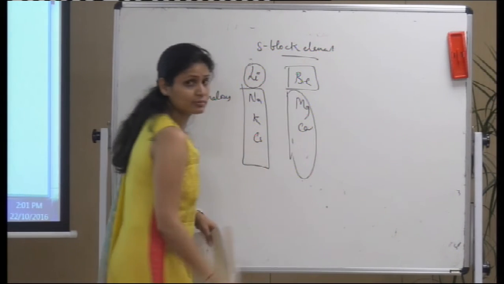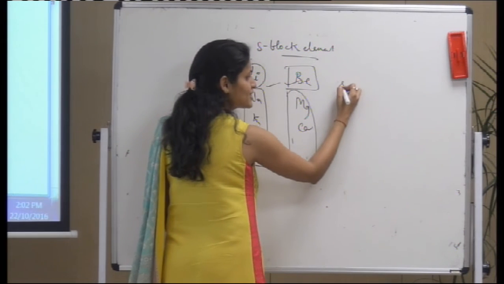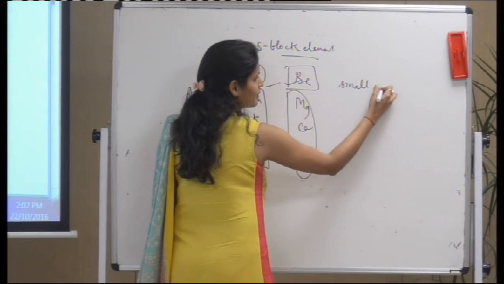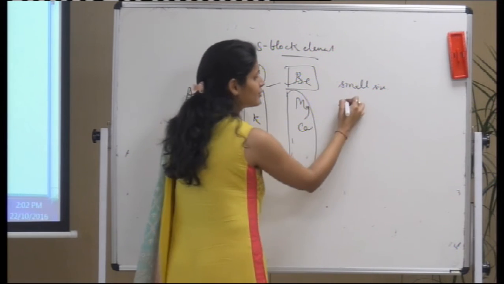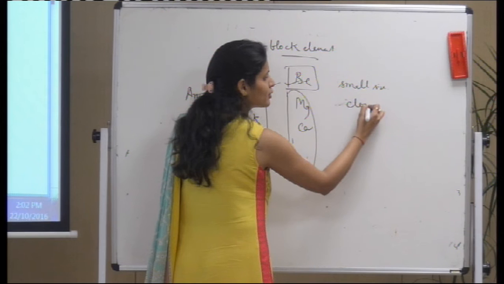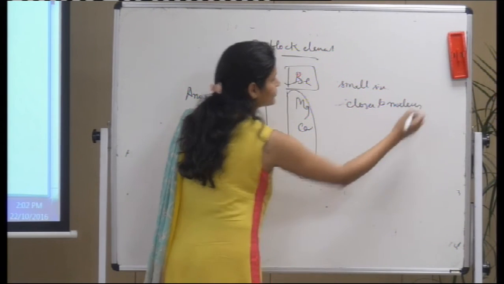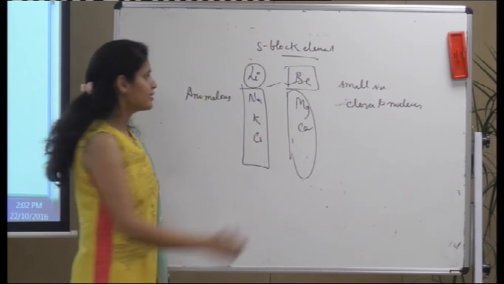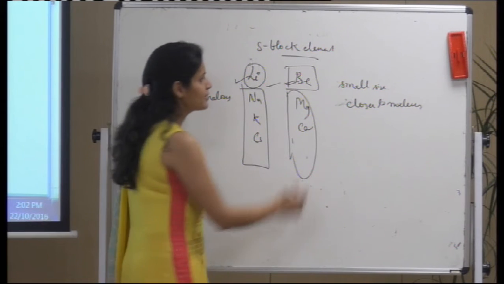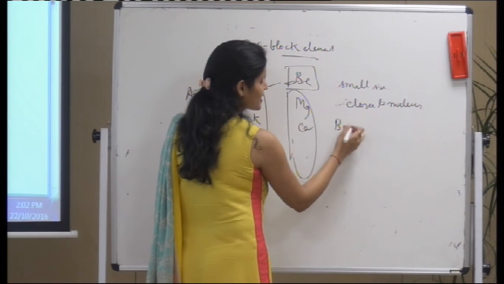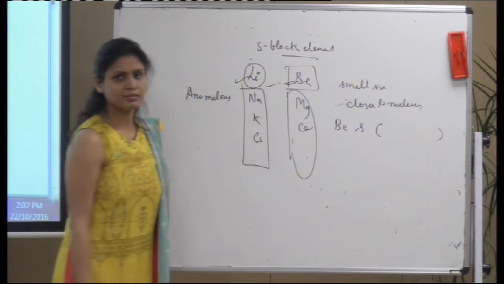Why so? Because this element has exceptionally small size and small electropositivity because they are closer to the nucleus. Small size covers this factor. This is the reason why the first element of each group behaves anomalously. So what is the difference in behavior of beryllium and other p block elements? Any difference you know?